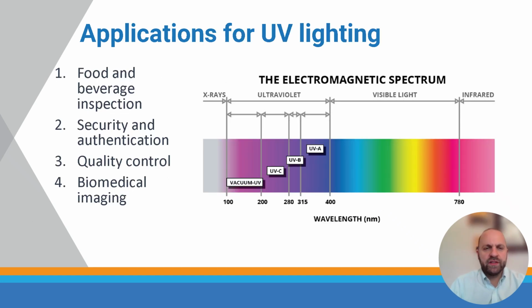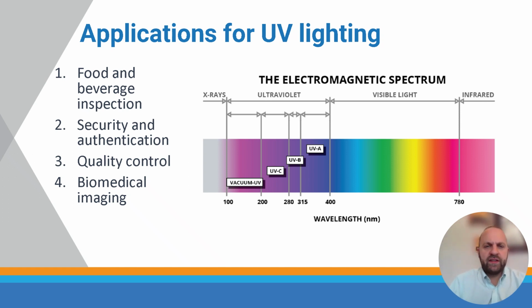Applications and industries where you see a lot of UV lighting: food and beverage inspection, where you can tell if product or contaminants leaked onto some of the containers; security and authentication, think currency, where you can see different types of markers to see if they're authentic; quality control, and a host of different manufacturing and distribution industries; and then biomedical imaging, a lot of times where you put hidden batch numbers or lot numbers on a product that you can only read with a UV light. That way you can tell if they're authentic, the originals, no one's tampered with them.